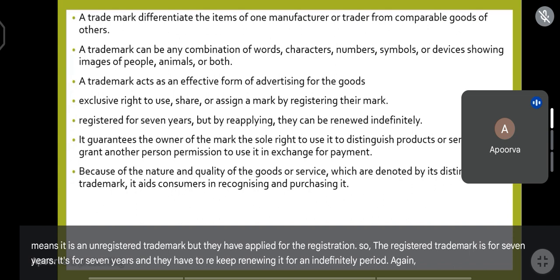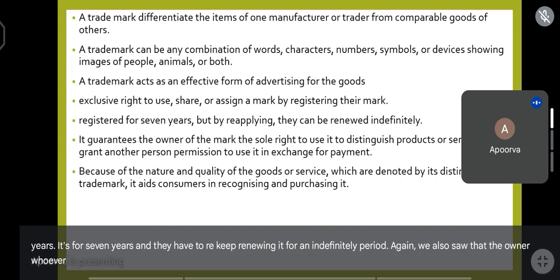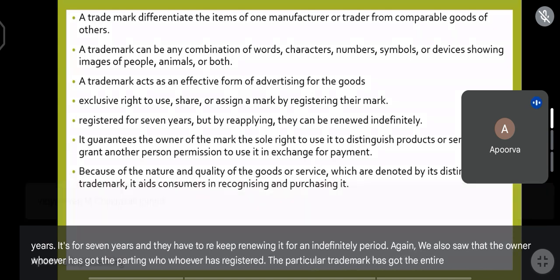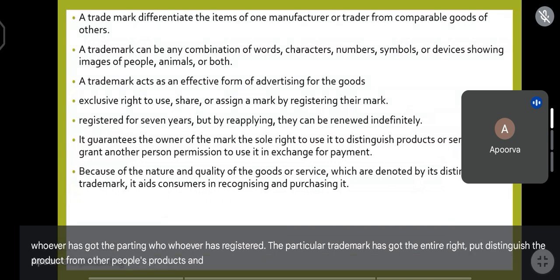Again, we also saw that whoever has registered the particular trademark has the entire right to distinguish the product from other people's products and services. So that's why the trademark is in use.